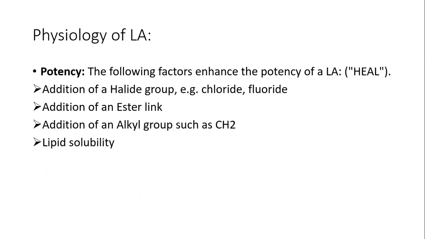All right, potency. How do you enhance the potency of a local anesthetic agent? By now, you know I like mnemonics. So use the word HALE, by the addition of a halide group. If you add a chlorine or a chloride or a fluoride group, it increases the potency of the local anesthetic agent. If you add an ester group, or you add an alkyl group such as CH2, and increase lipid solubility, these are the factors that enhance the potency of local anesthetic agent.